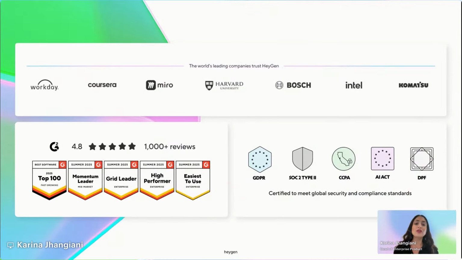So for those of you who aren't familiar, HeyGen, we are an AI video creation platform. We're trusted by some of the world's leading companies like Workday, Coursera, Miro, Bosch, Intel, and Komatsu, as well as Harvard. We're pleased with our ratings, obviously, but we also take into account security, and we're certified to meet global security and compliance standards.